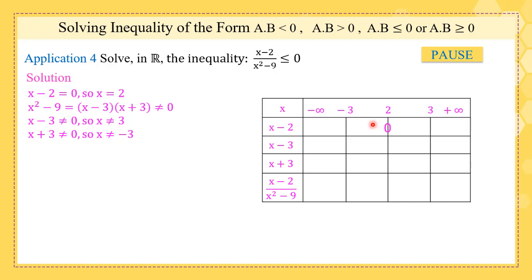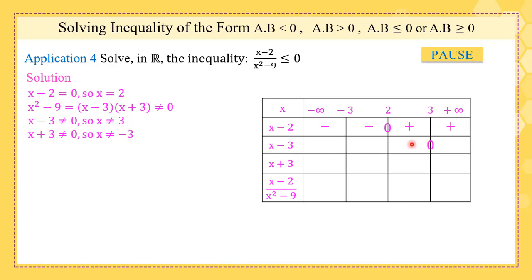Before the root, opposite sign of a. Here a is equal to 1, so opposite sign is negative. After the root, the same sign as a, so it's positive. x minus 3 is 0 at x equal 3. We put 0 at this column.